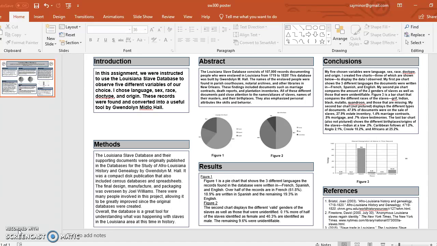After observing our 5 variables, we created charts to display what we found. In Figure 1, it is a pie chart that displays the 3 languages records were written in. Figure 2 displays a comparison of male slaves to female slaves, as well as shows how many were unidentifiable.